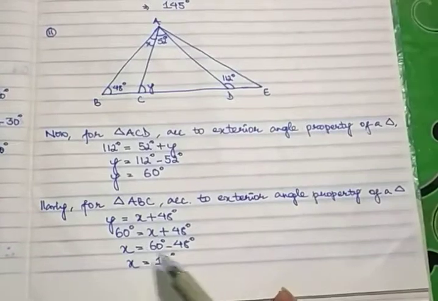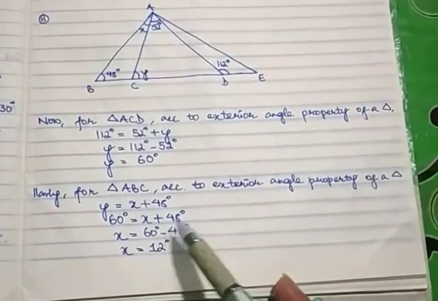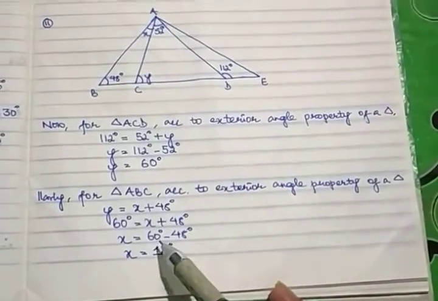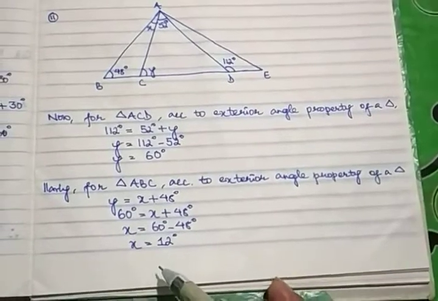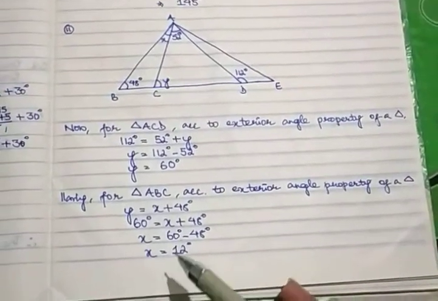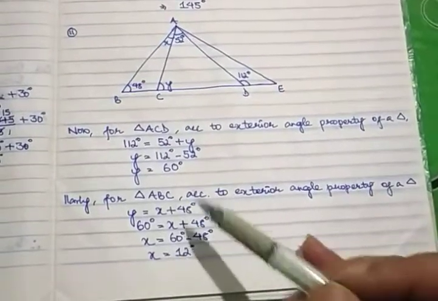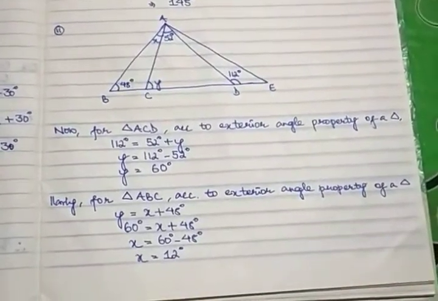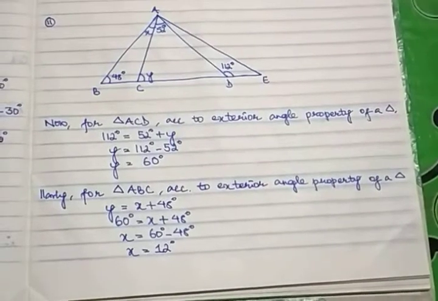And after calculations, you know the steps, isn't it? 48 goes to the other side and subtracts, so 60 minus 48 is 12. So from there, I got the value of x as 12 degrees. We needed to find the values of x and y from the figure. So we got the values, and we are done here.